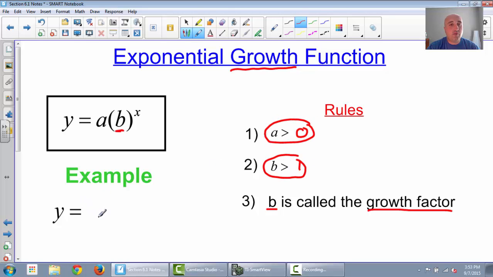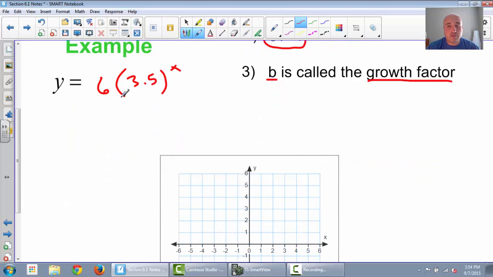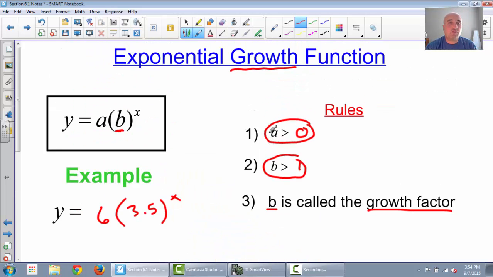So let's write an example of a problem. a has to be greater than 0, so any number bigger than 0. So let's say 6. b has to be greater than 1, so let's say 3.5, and then we're going to raise that to the x. So when you have an equation that meets these rules, a is greater than 0, b is greater than 1, it's going to be an exponential growth. So the graph, from left to right, is going to go up. We'll talk more about these graphs in more detail when we get to them. But basically all you need to know: a is greater than 0, b is greater than 1, must be a growth.